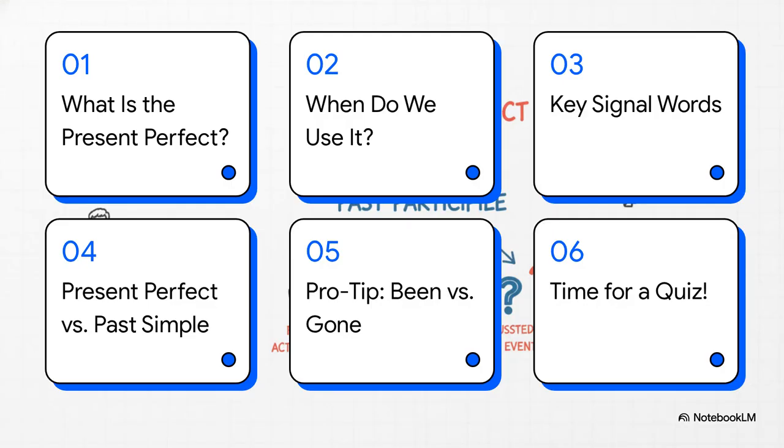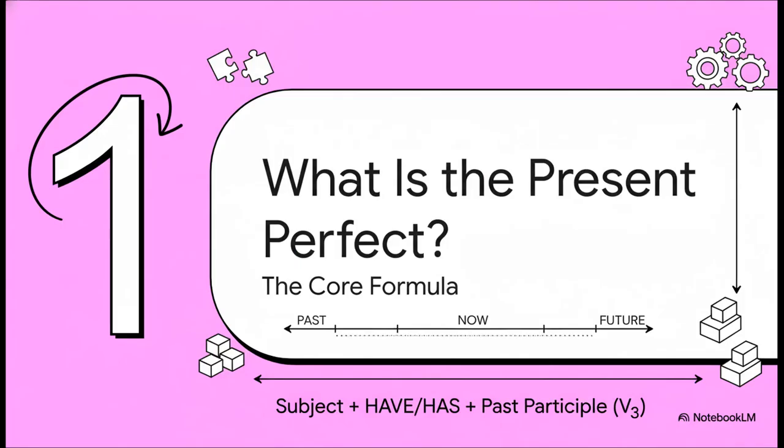So, here's our plan for today. First, we'll cover what the present perfect even is. Then, we'll get into the really important part, when to use it. We'll look at some key signal words that are like little clues. After that, the big showdown, present perfect versus past simple. I'll also share a quick pro tip about been and gone, and then we'll wrap up with a quiz to make sure it all sticks. Sound good? All right, let's start at square one.